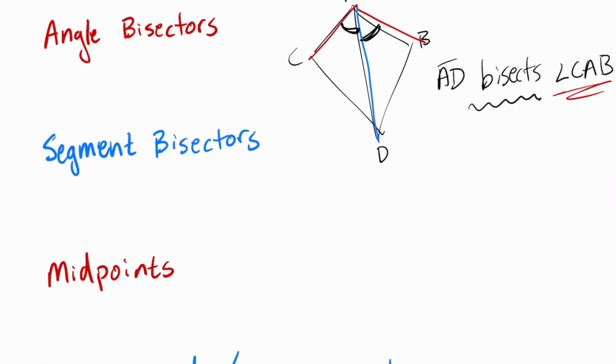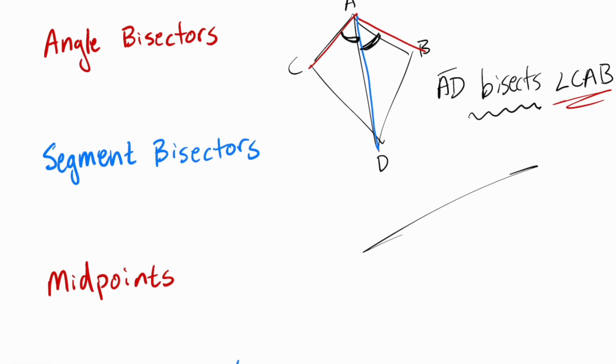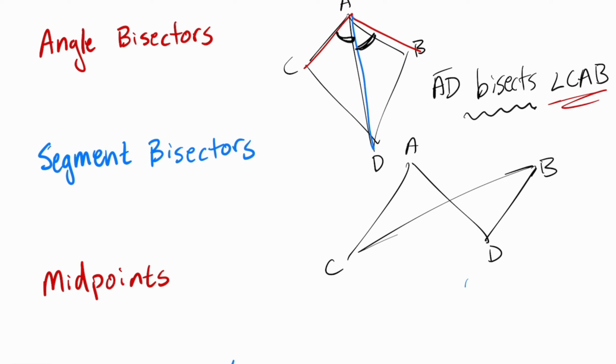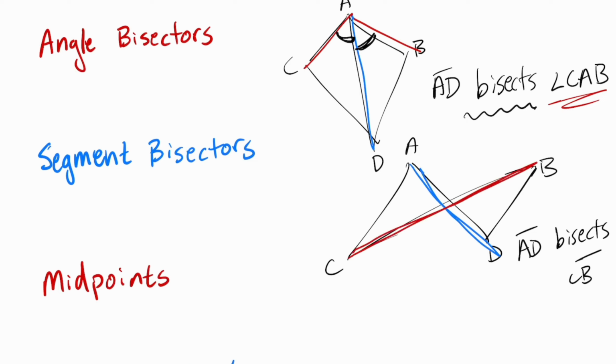Same thing goes for segment bisectors. You see these a lot in these types of problems, where you might see that AD bisects segment CB. Then AD is the thing doing the cutting, CB is the thing that's getting cut in half, so CB is getting bisected into this segment and this segment. Those are the two halves of segment CB, and we can say those are congruent.